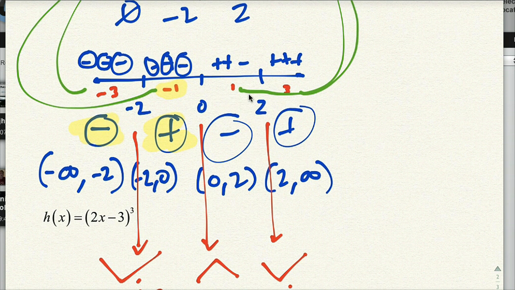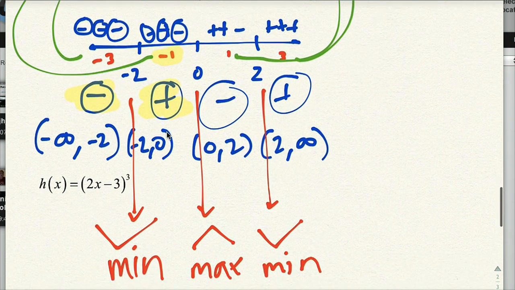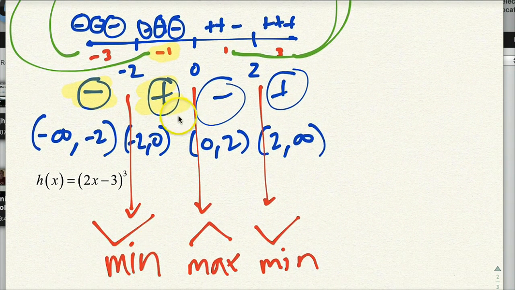And the last question said, with those numbers, -2, 0, and 2, those critical numbers, do you have a max or a min? Well, I looked at -2, and I saw I went from negative to positive. That told me that that was a min. At 0, I went positive, negative. That's a max. And at 2, I went negative to positive, which is another min.